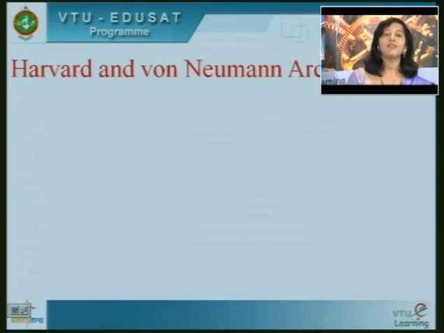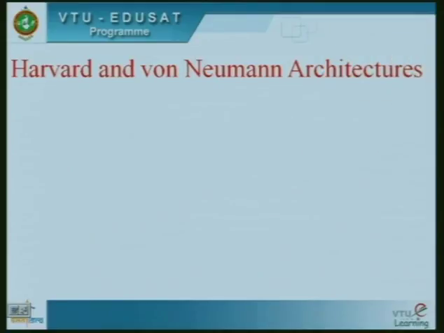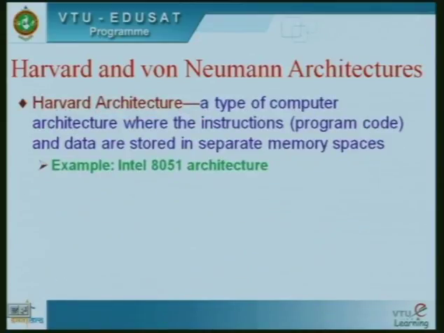Now coming to the classification of architectures, we can classify architectures based on different criteria. The first criterion is based on how the memories are used. Based on this, we classify architectures into two types, the Harvard architecture and the von Neumann architecture. So what is the Harvard architecture?